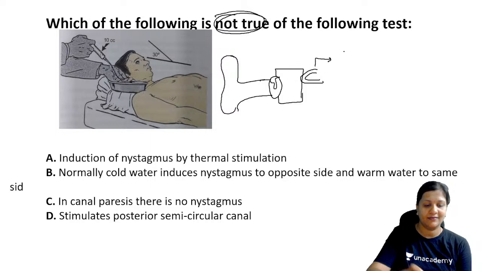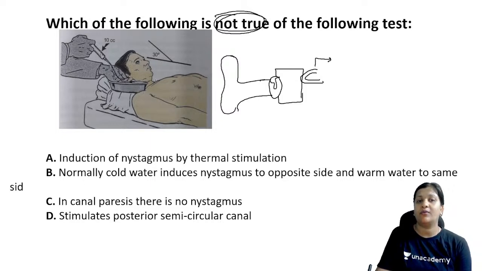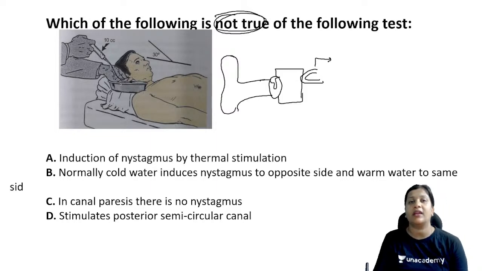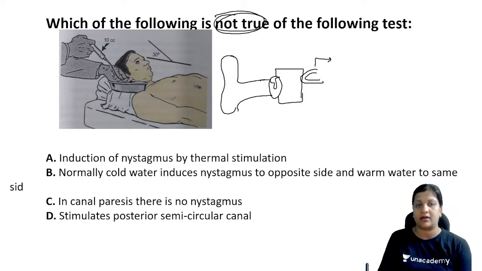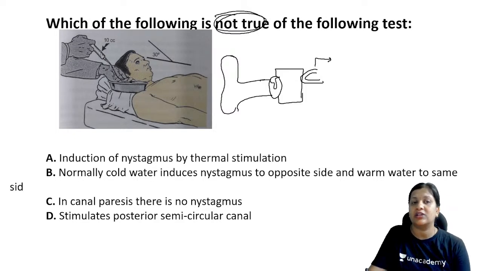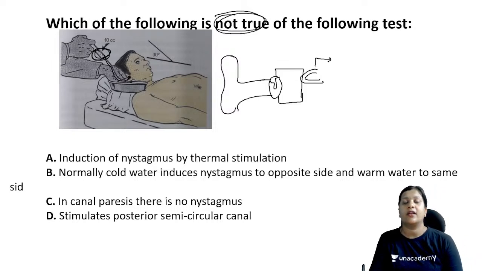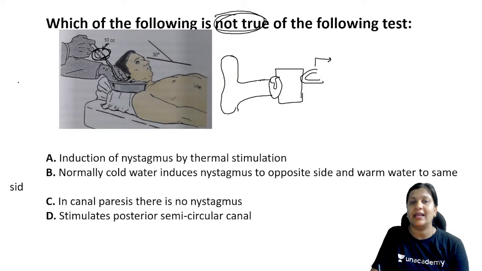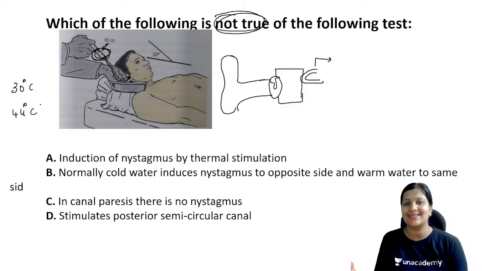Yes, I'm waiting. So what do you see here? You see the patient is made to lie with a 30-degree head end elevation, and this 30-degree elevation is kept to make sure that the lateral semicircular canal gets maximally stimulated. Now you can see there is irrigation of water happening into the external auditory canal. Warm water and cold water is used. So 7 degrees above and below the body temperature. So 30 degrees centigrade and 40 degrees centigrade is used because our body temperature is 37.